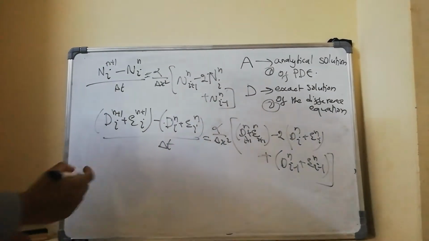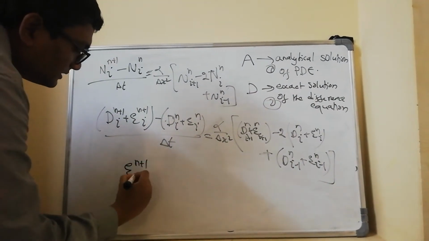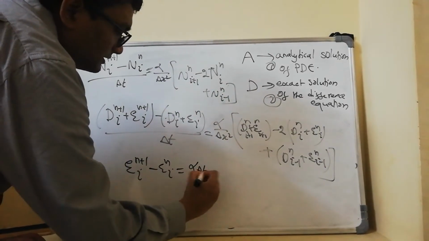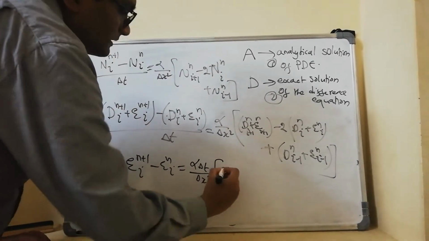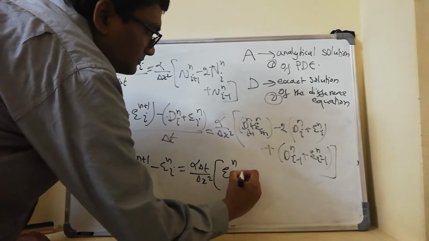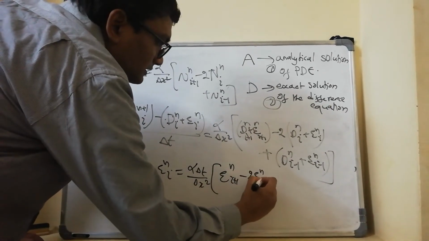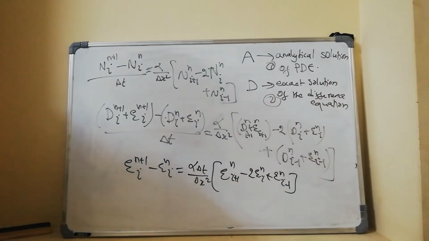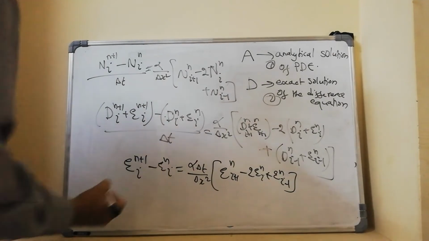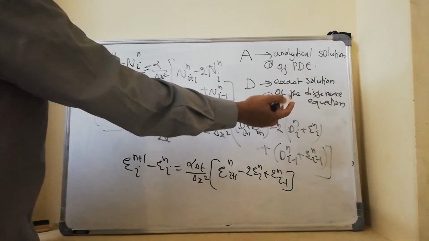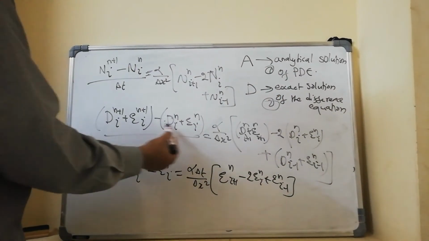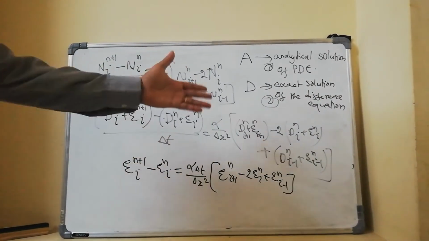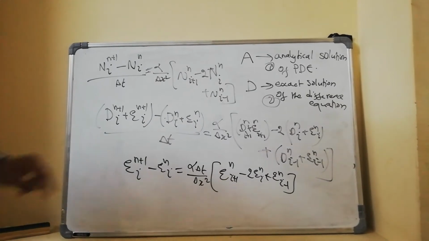So what does it look like? ε_i^(n+1) - ε_i^n = αΔt/Δx² (ε_(i+1)^n - 2ε_i^n + ε_(i-1)^n). Since d is the exact solution of the difference equation, the d terms cancel out. They exactly satisfy this equation, and that's why we end up with only the error terms.